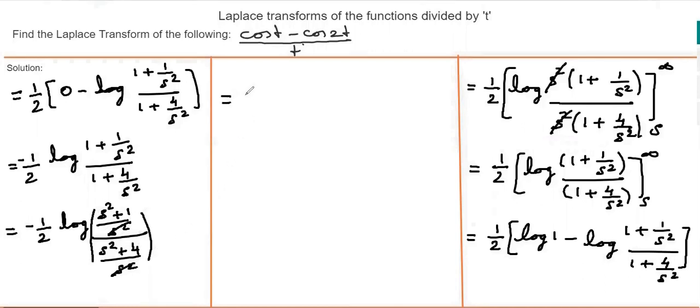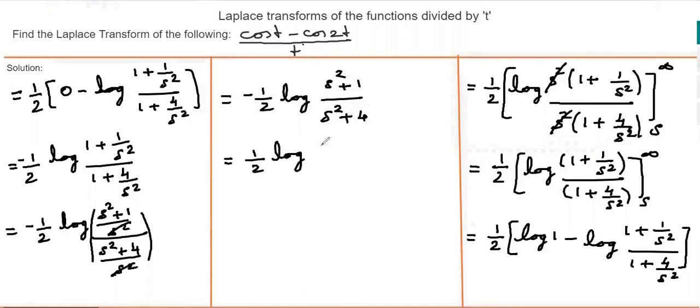Now minus half log, with s square plus 1 in the numerator and s square plus 4 in the denominator, and this negative will interchange the numerator and denominator. It will be half log of s square plus 4 over s square plus 1, and this is your final answer.